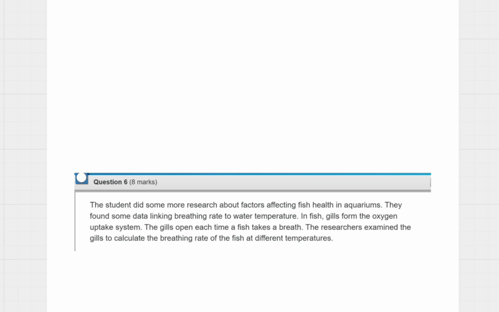A student did some more research about factors affecting fish health in aquariums. They found some data linking breathing rate to water temperature. In fish, gills form oxygen uptake. The gills open each time a fish takes a breath. The researchers examined the gills to calculate the breathing rate of the fish at different temperatures.